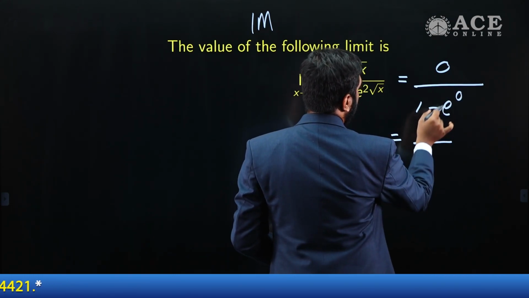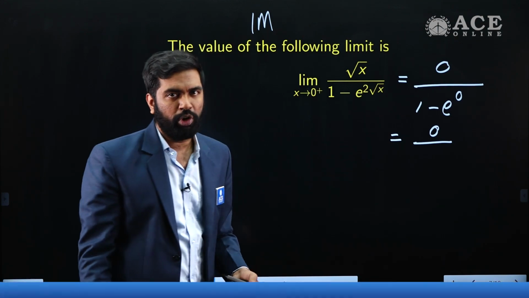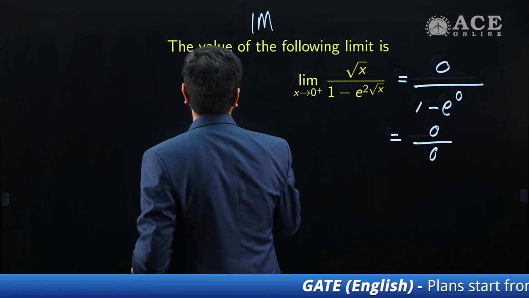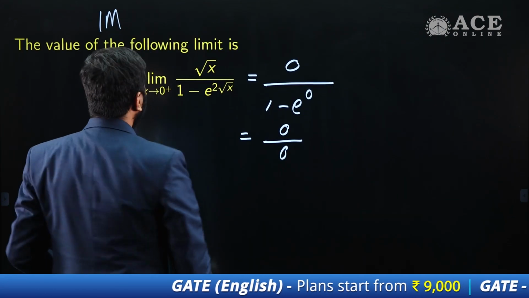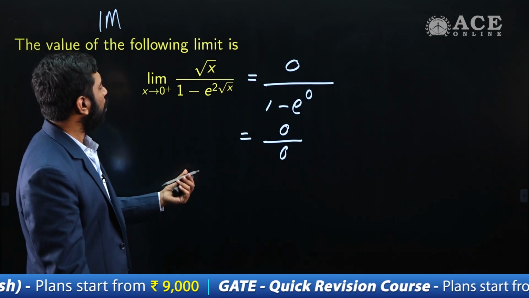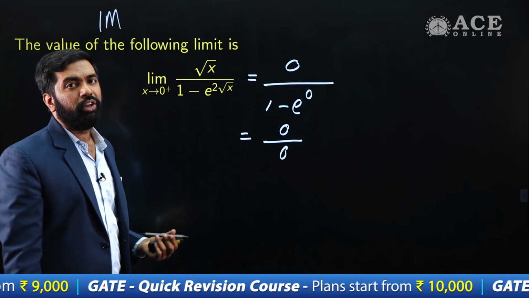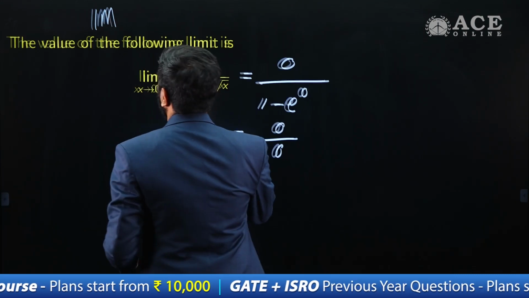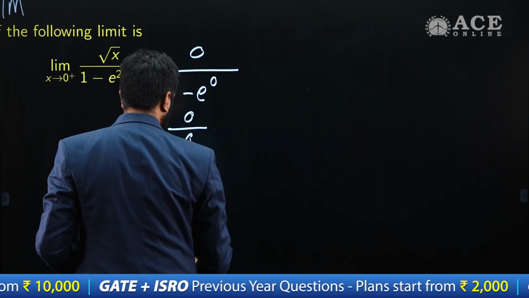0 by e power 0 is 1. 1 minus 1 is 0. What you get is 0 by 0 indeterminate form. Now when you get 0 by 0 indeterminate form, what we usually do is we use L'Hospital rule, that is take the derivative of the numerator and the derivative of the denominator. So let's take the derivative of the numerator and denominator.